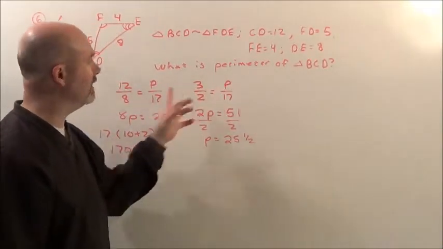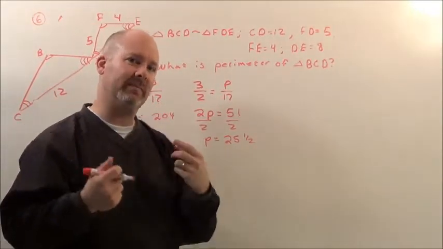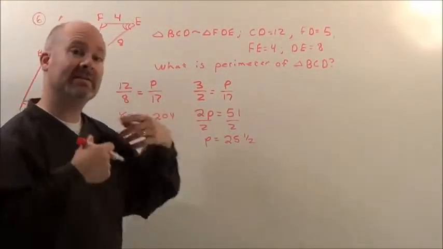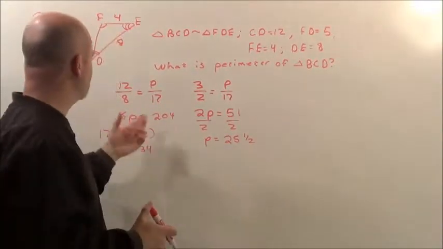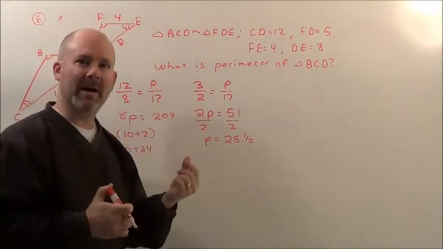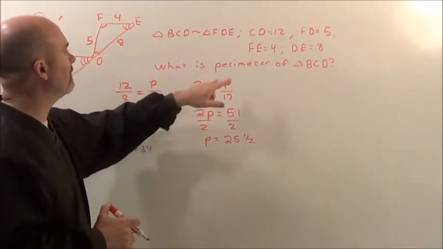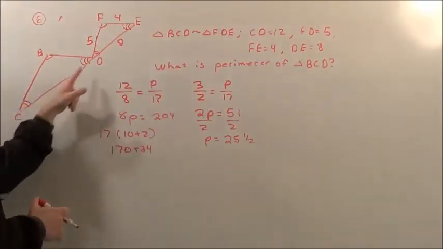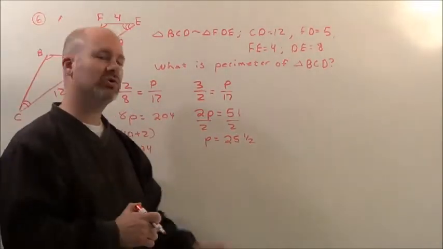Sorry about that. But again, I'm just trying to show you ways of thinking about numbers, ways of simplifying things in case you don't have your calculator. I didn't have a calculator here. I just had to rethink things and double check my thinking. So there we have it: the perimeter of this triangle, BCD, happens to be 25 and a half.